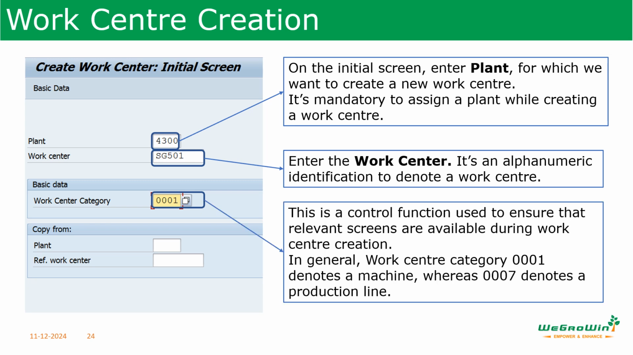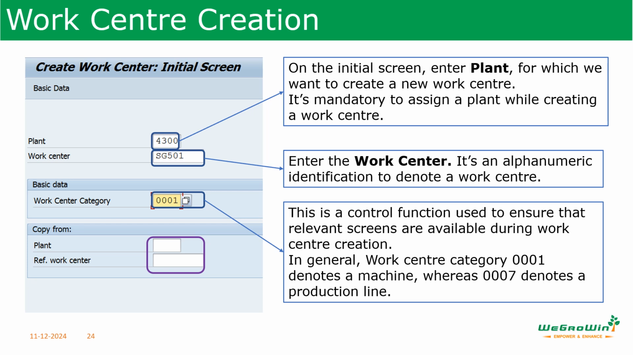And then we have the work center category. Work center category is a control function which is used to ensure that only relevant screens are available during work center creation. For example, 001 defines the machine category, and 007 means a production line. According to that, we can have the screens which are defined. Those things are controlled in the configuration of the work center category.